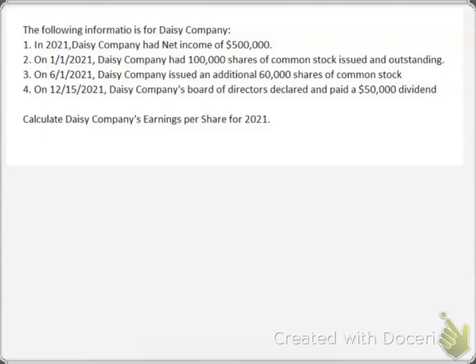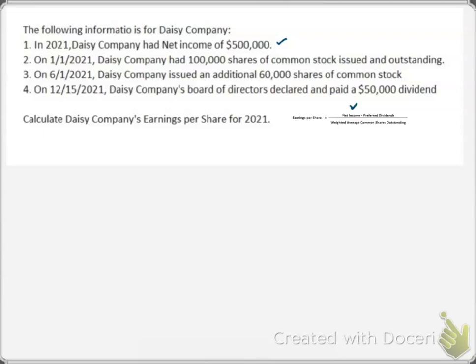First, let's look at the formula to calculate earnings per share. I know it's really small, but it says earnings per share equals net income minus preferred dividends, and then the whole thing is divided by the weighted average common shares outstanding. In item 1, they told you how much net income the company made, so that takes care of net income in the formula.